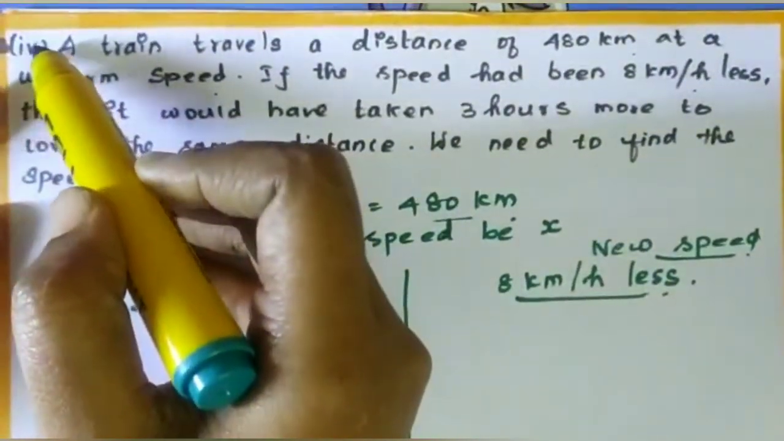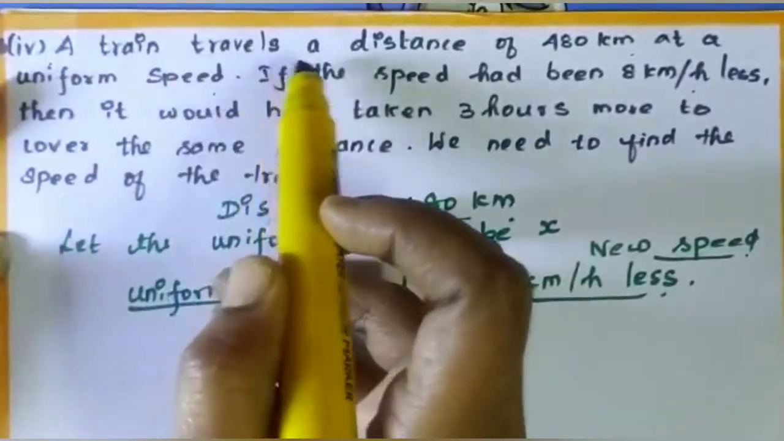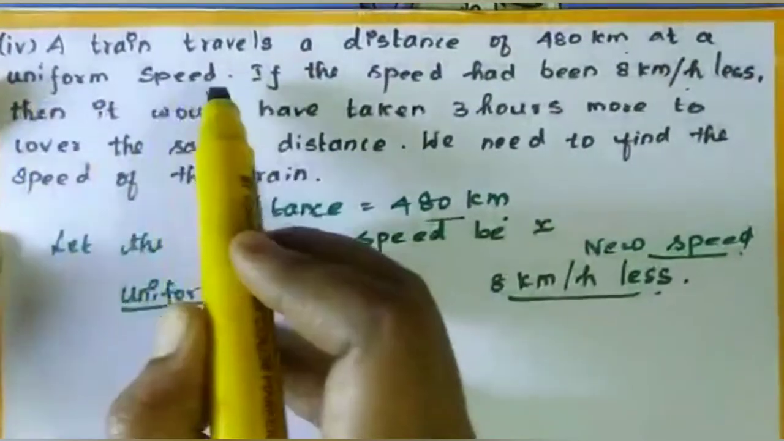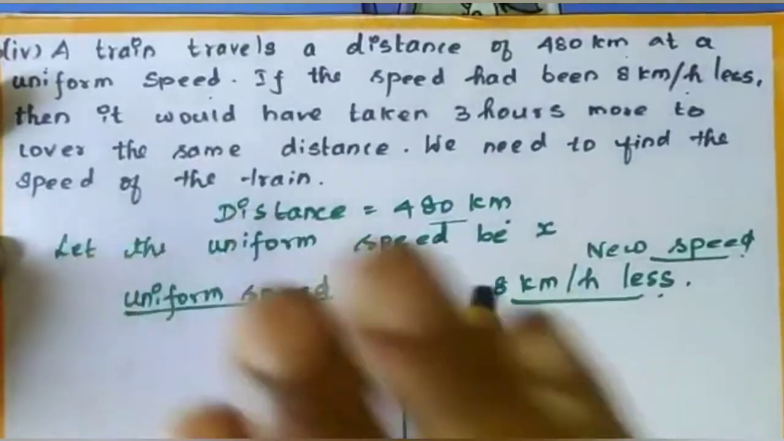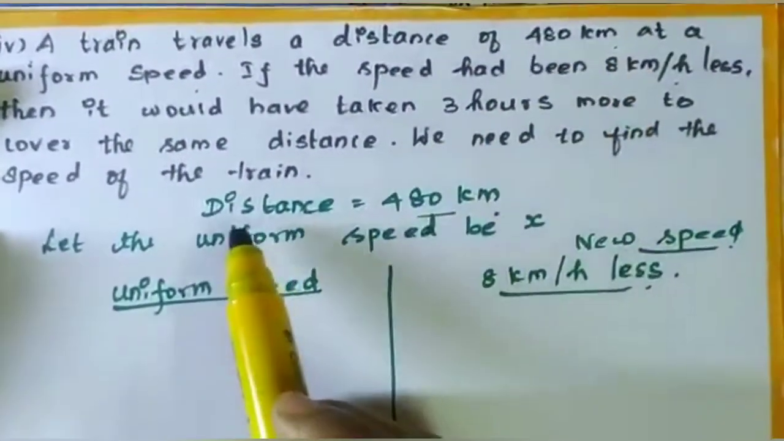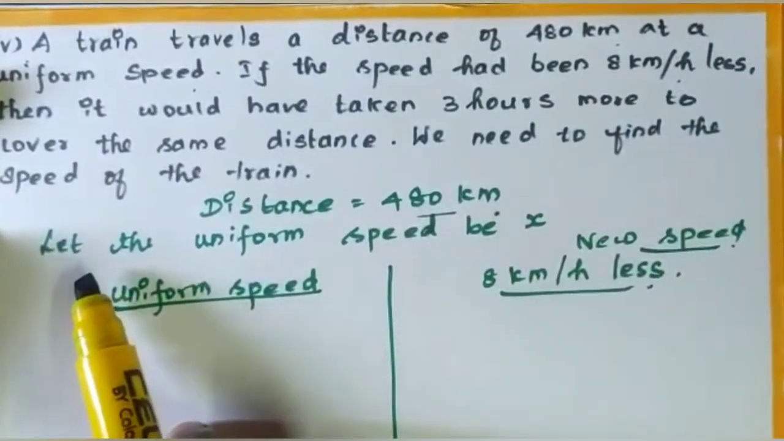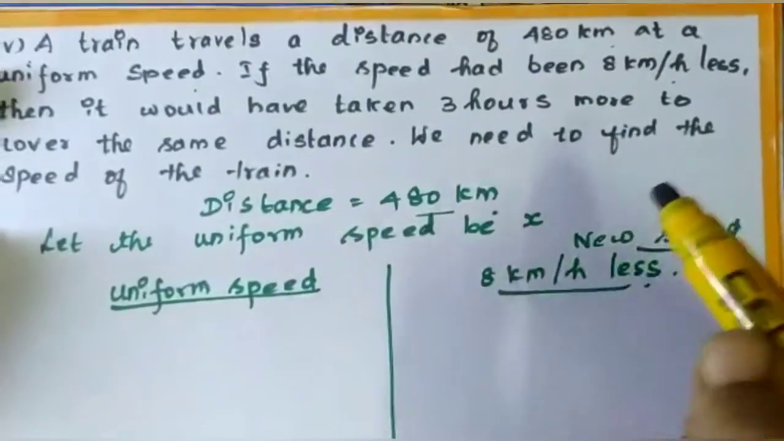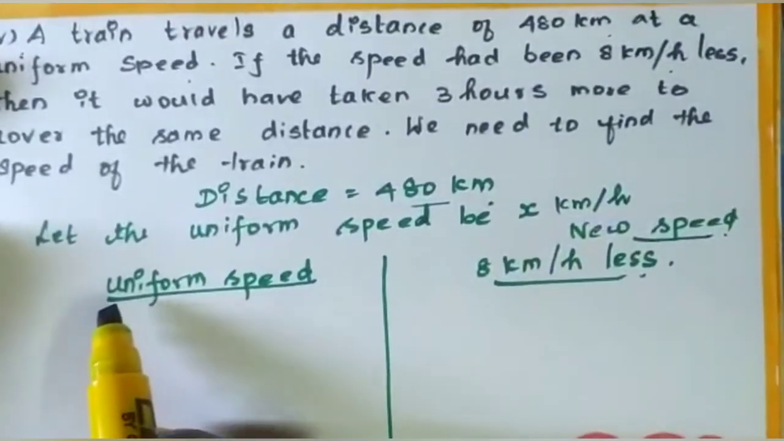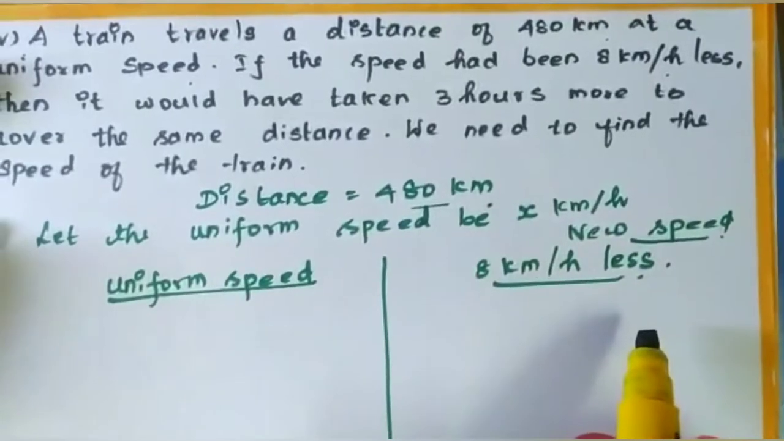Now we are going to see the fourth subdivision sum in the second problem. A train travels a distance of 480 km at a uniform speed. So the distance is 480 km and the uniform speed I am going to take as x kilometer per hour. And I am going to divide it into two categories. One is the uniform speed and another one is the new speed.